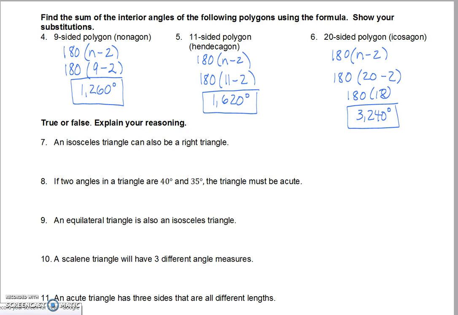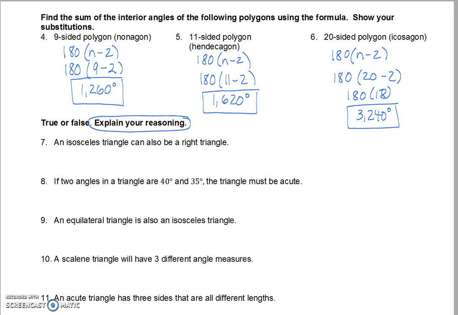Okay, so that was straightforward enough. And remember, these are the formulas for showing the sum of the interior angles of any figure. Now we're going to finish the rest of the page. I'm going to demonstrate one problem in number 7. This is all about explaining your reasoning. So numbers 7 through 13 are true and false problems. Explaining your reasoning is the key. This is in words, not in pictures.